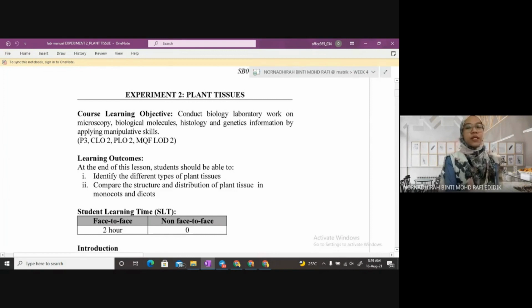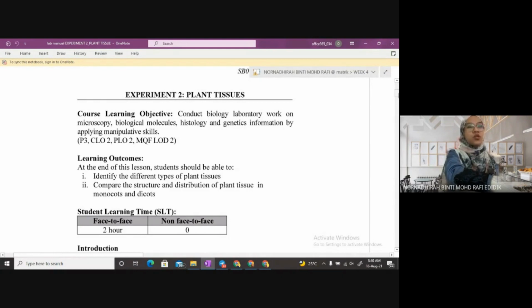Okay, different type of plant tissue macam tadi kita dah sebut, dia ada meristem tissue and permanent tissue. Dan permanent tissue ada beberapa jenis lagi, nanti kita akan tengok. Okay, and then you have to compare the structure and the distribution of plant tissue in monocot and dicot. Macam kalau you guys confused ya, ingat ni monocot contohnya adalah pokok jagung, corn. Kalau dicot contohnya adalah pokok pelam.